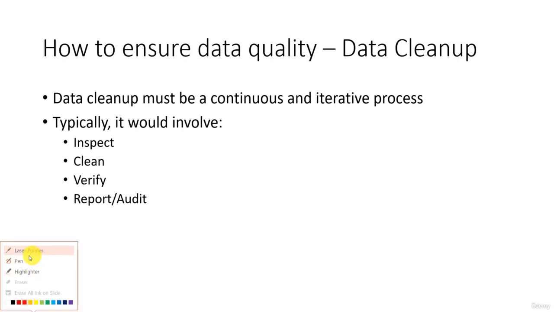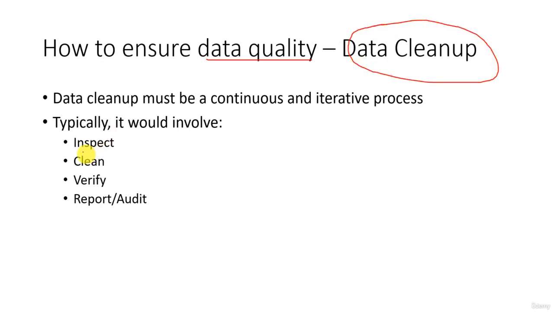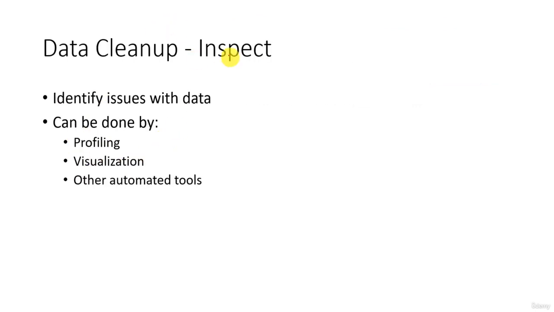In the first process of checking the data quality or cleaning the data, we should inspect it. So let us discuss how to inspect whether our data has some quality or not, or whether our data is clean or not. So let us discuss the inspect method. In the inspect step, we are going to identify the issues with our data.